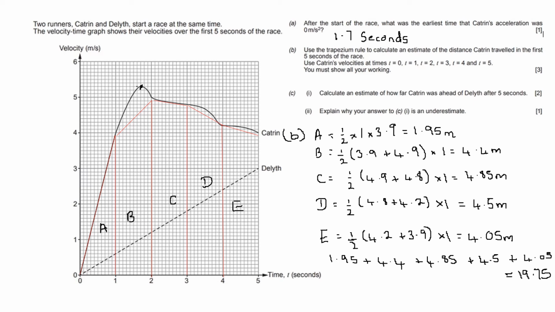So I've worked out the area of triangle A by doing half times base times height, and then I've worked out the area of the 4 trapezia B, C, D and E by doing the sum of the 2 parallel sides multiplied by the height and then halving that answer, and then I add together all of those areas, and that gives me 19.75 meters.